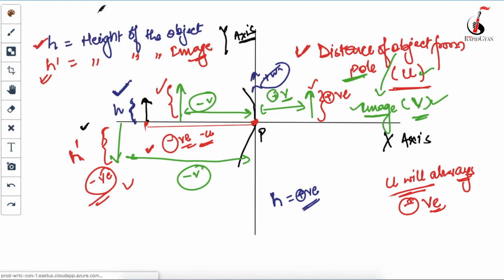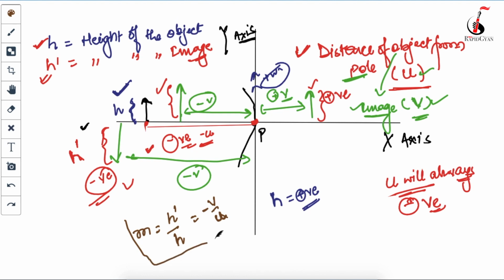Okay, so let me choose any color. Magnification, just remember, is H dash upon H, which means the ratio of height of the image to the height of the object. And there is one more formula which is called minus v upon u. Just remember this, minus v upon u. Don't worry about where these formulas are coming from. You will study the derivation of these things in class 12th. For now, you will have to memorize that the magnification is equal to h dash upon h or minus v upon u.